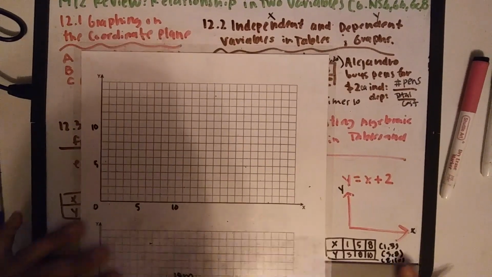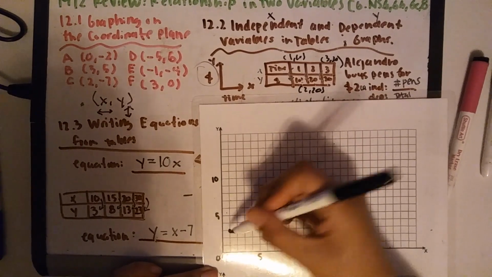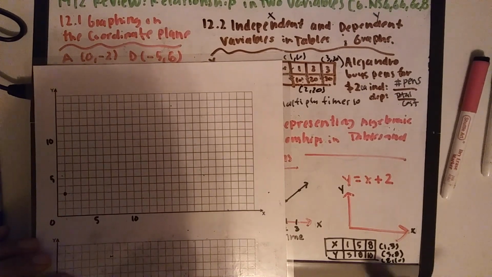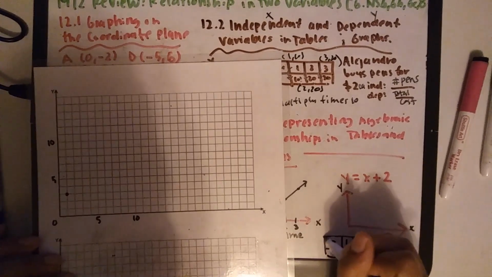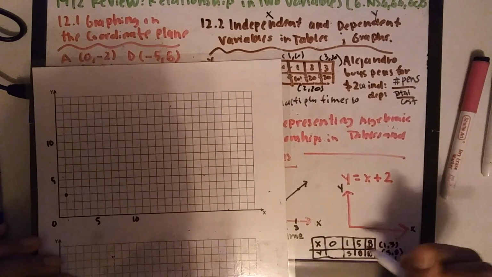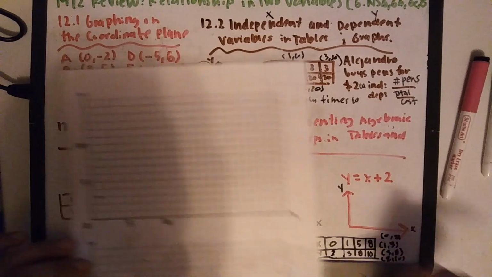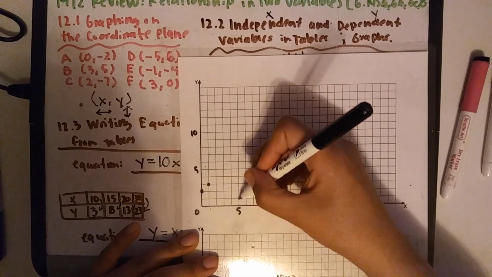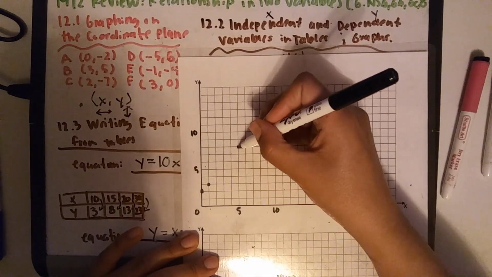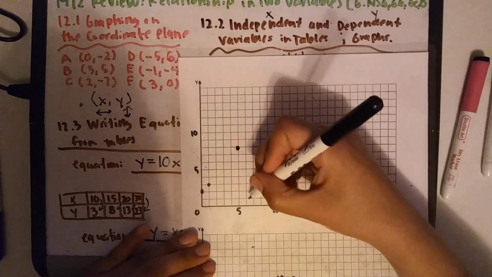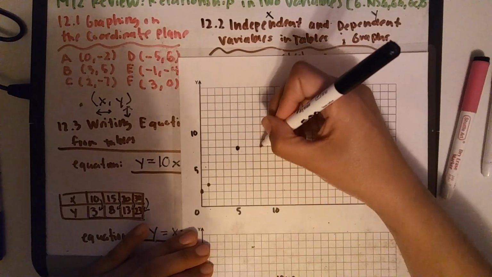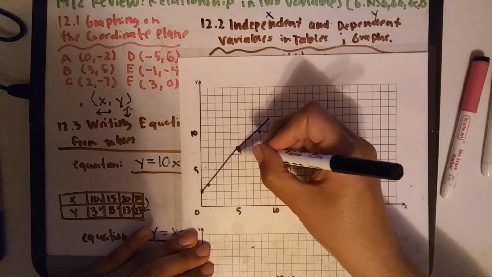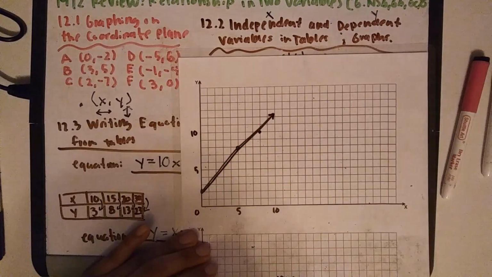Okay, so my first point is 1, 3, so I run 1, go up 3. Second point is, I'm going to add 0 there so you can actually see that. So the first point will be 0, 2. So 0, 2 goes right there. And then the next one is 5, 8, so I run 5 and I go up 8: 5, 6, 7, 8. Right here. And then the last one is 8, 10. 5, 6, 7, 8, and I go 10 up. Okay, so that right there is my graph for that one.